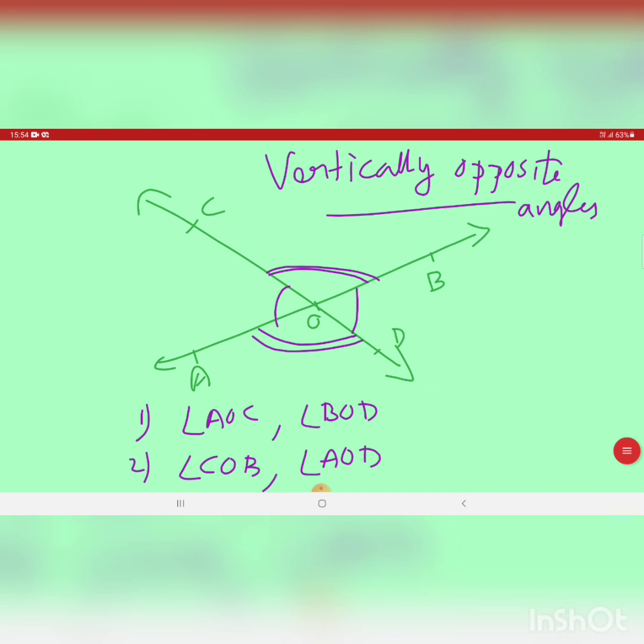And you have studied that vertically opposite angles are equal in lower classes. I think it is in 7th class. So our first theorem is, if two lines intersect each other, then the vertically opposite angles are equal. We have to prove that statement. That is the first theorem of this chapter. So theorem 6.1, sixth chapter, first theorem: if two lines intersect each other, then the vertically opposite angles are equal.